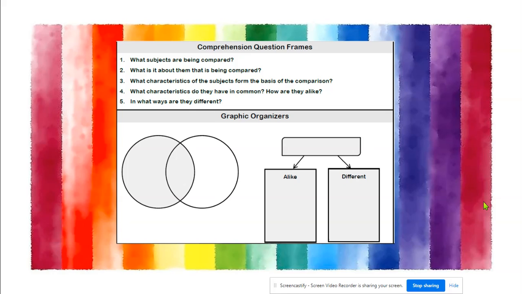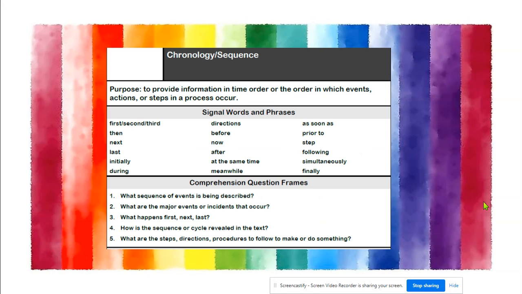These are some common graphic organizers. The circles are the Venn diagram that I just discussed. And there's another graphic organizer that's used for compare and contrast, with the larger bar graph on the top, and then things that are alike or similarities on one side and differences on the other side.